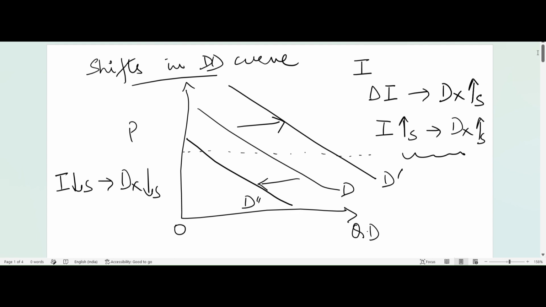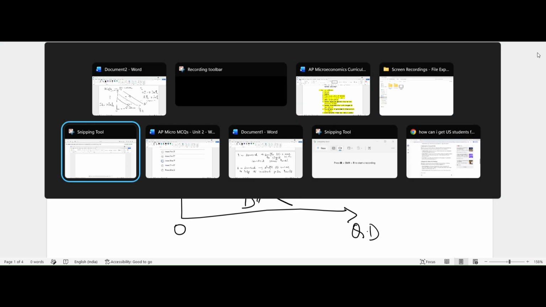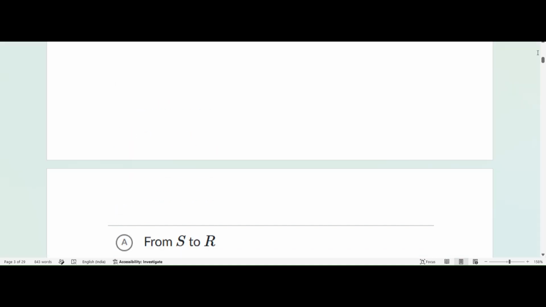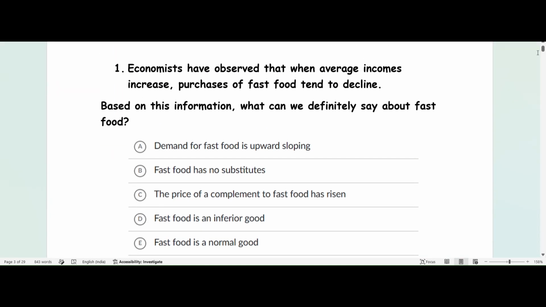But I'll give you 3 MCQs on this. Okay, that's the first one. Economists have observed that when average incomes increase, purchases of fast food tend to decline. Based on this information, what can we definitely say about fast food? These are your options.